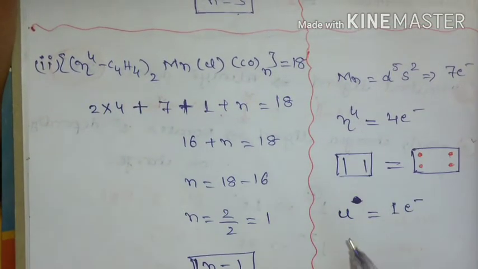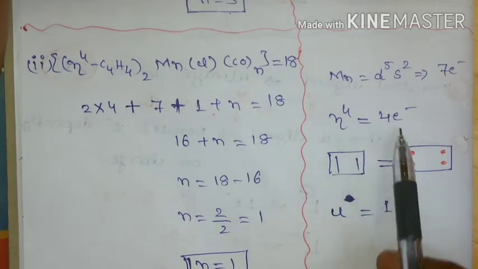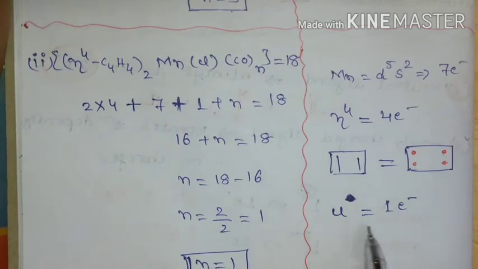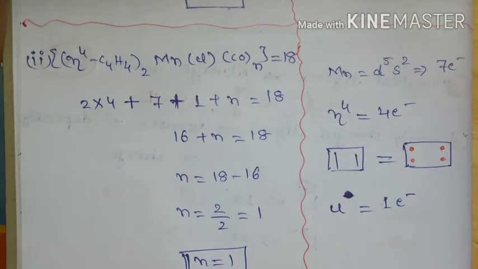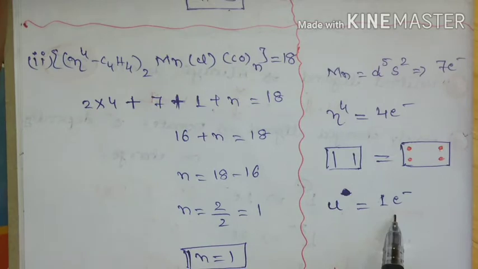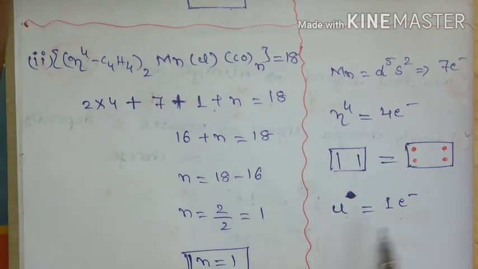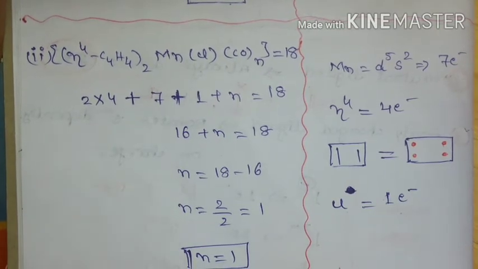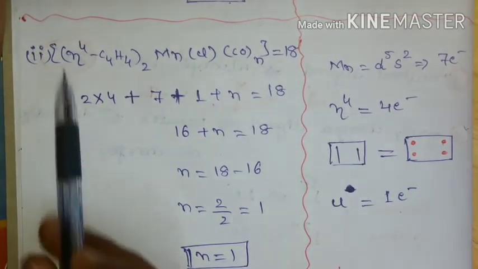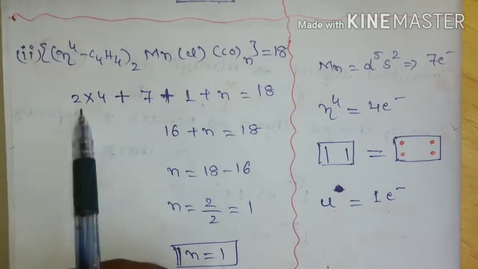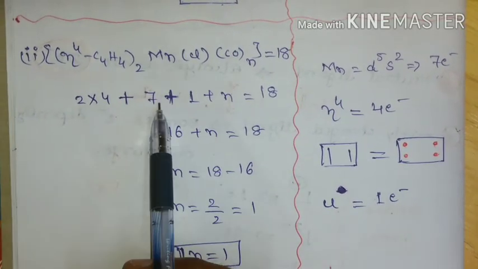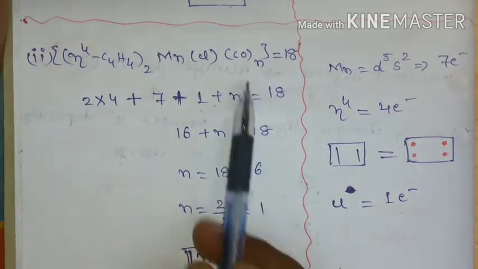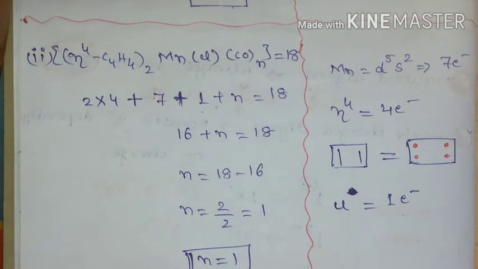Since we are following the neutral method, η4 is going to contribute 4 electrons, that is 1, 2, 3, 4 electrons, and Cl in the neutral method is going to contribute 1 electron. So if we substitute all these values and find n, since we have 2 η4 ligands, 2 into 4, plus manganese is going to contribute 7 electrons, Cl is going to contribute 1 electron, and we need to find this value, it is equal to 18.